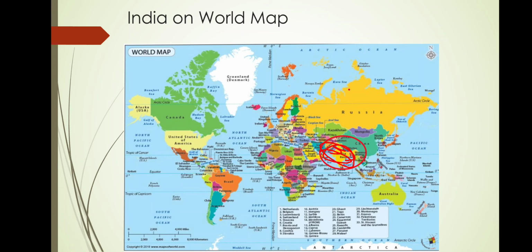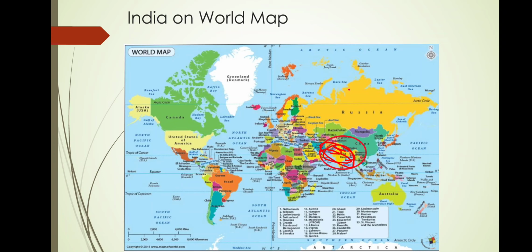So, first of all, you should understand that it is in the northern part of the equator, and we all know that the equator divides the whole earth into two equal halves. So on the northern side it's the northern hemisphere, and on the southern side it is the southern hemisphere. So India is located in the northern hemisphere.